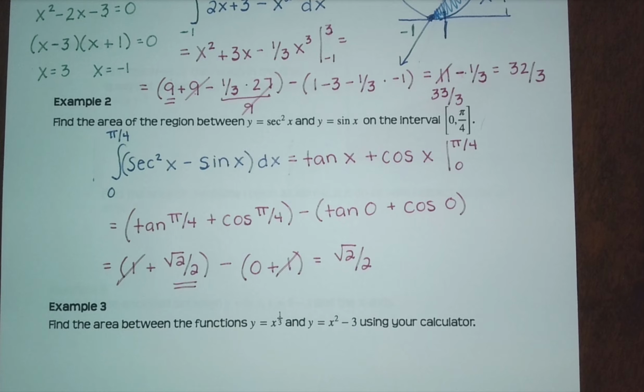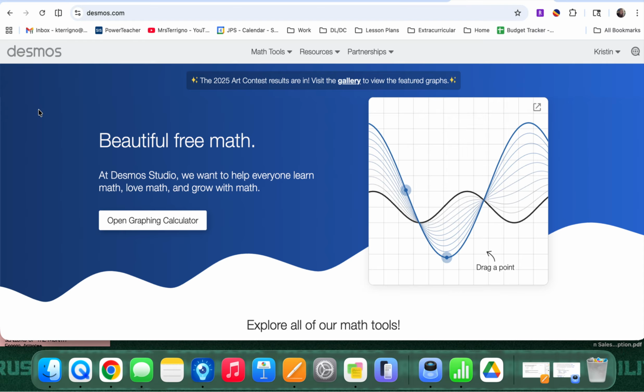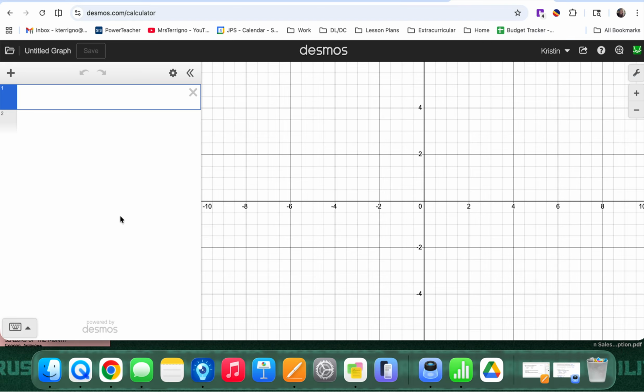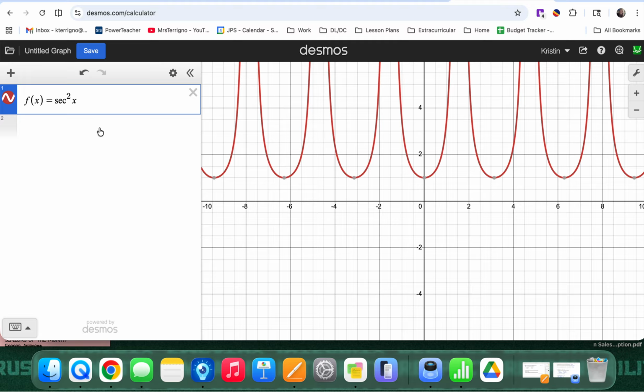Okay, so I'm going to hop over to Desmos and show you how I could tackle a problem like this one using Desmos, especially if it's a graph that you're unfamiliar with. So let's see. Okay, I want you to notice that I'm naming the function f of x. There's a reason for that. So there's the secant squared function. G of x is the sine function.